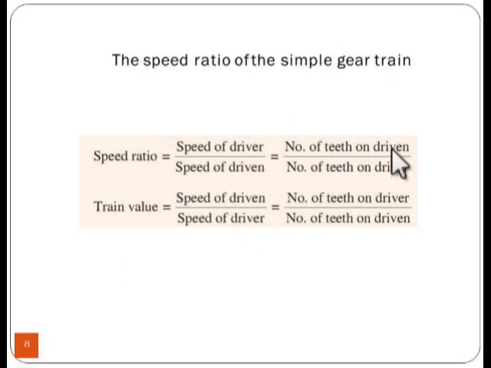This is what I've explained to you before. Let's look at it a little more in depth. A speed ratio is number of teeth on driven by number of teeth on driver. So all drivens come on top and all drivers come on the bottom. Then comes the train value. As I said, it's the reverse of the speed ratio. So it's number of teeth on driver on top and number of teeth on driven at the bottom, as numerator and denominator.